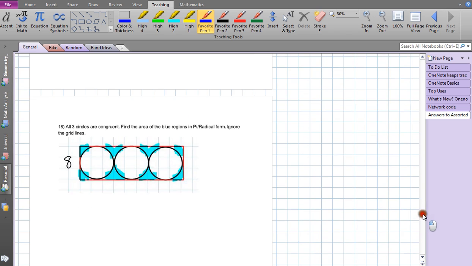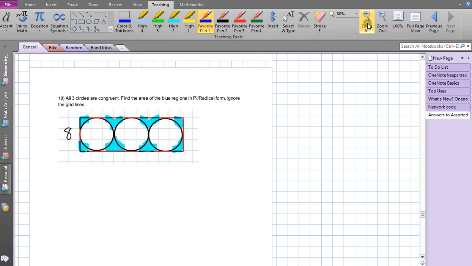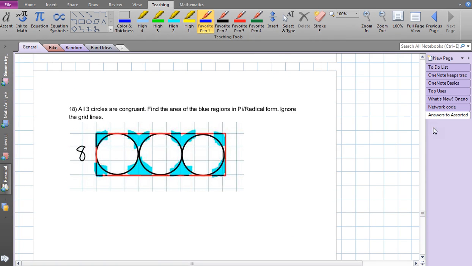Now let's do another one. We got number 18 here. This is unusual. It looks like we have a rectangle and a bunch of circles, and the area that we want to find is just the blue regions. Okay, let me use blue. We would just want to find the blue regions in pi radical form.